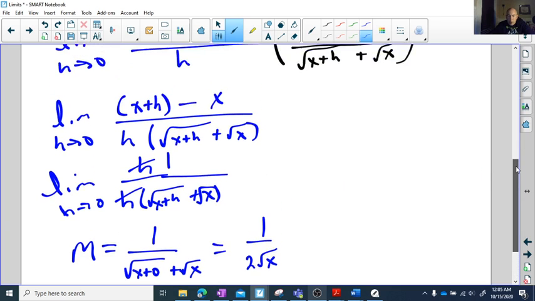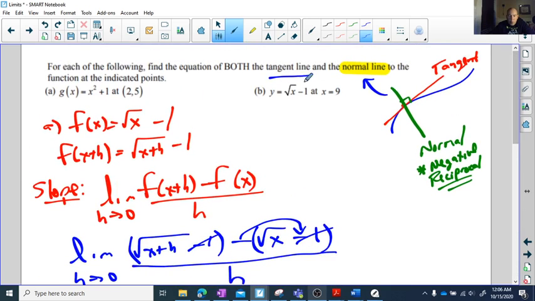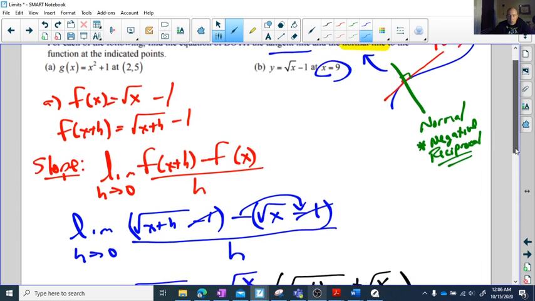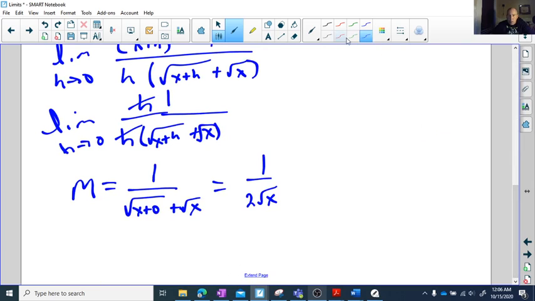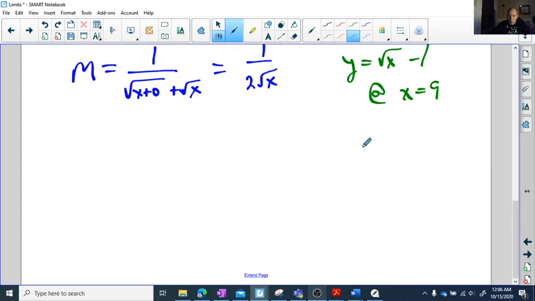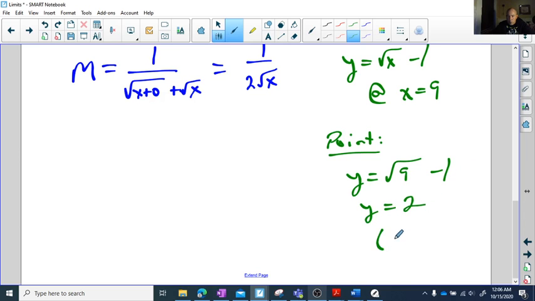So this question wanted me to get the equation of both the tangent line and the normal line when x was 9, and the original function was square root x minus 1. So let's not lose track of this. So y equals square root x minus 1 at x equals 9. Well, let's get the point of tangency. Because they only gave me the x value, once I know the x value, to get the y value, you fill it in here. Square root of 9 minus 1. So y will be 3 minus 1, which will be 2. So I know the point of tangency is at 9, comma 2.